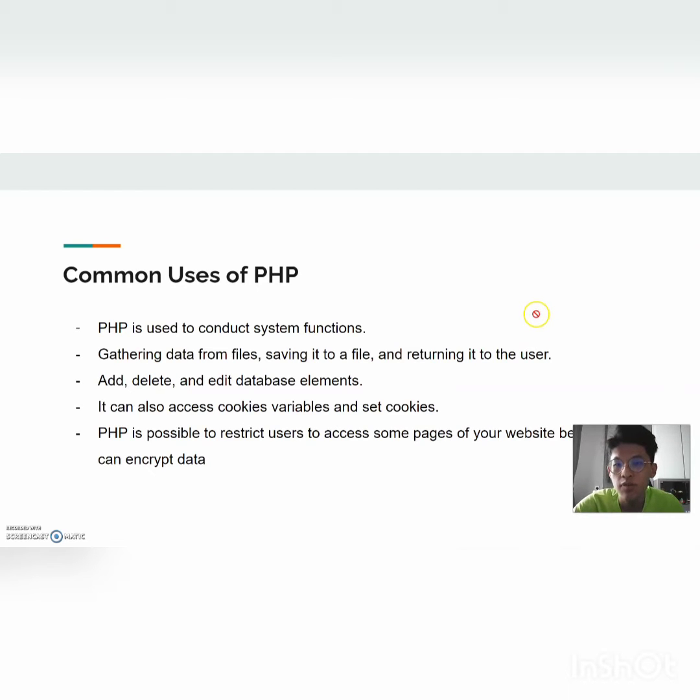The common uses of PHP. PHP is used to conduct system functions. It can be used to gather data from files, save it to a file, and return it to the user. It can also be used to add, delete, and edit database elements, and also to access cookies, variables, and set cookies. With PHP it is possible to restrict users from accessing some pages of your website because it can encrypt data.